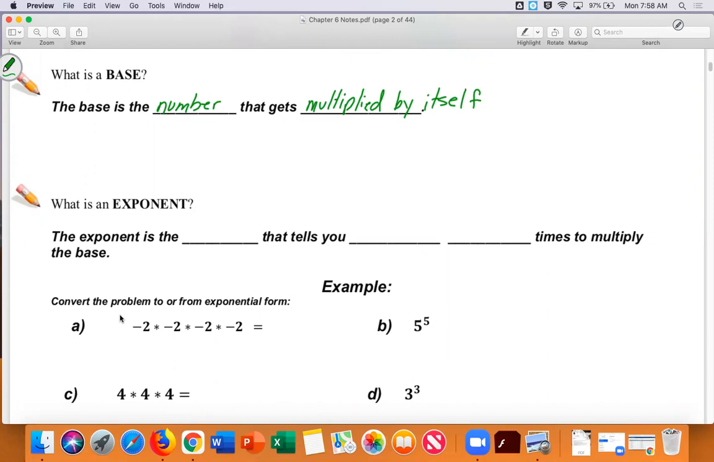The exponent is, oh, hey, Liam. How are you? Good, are you? Not bad.